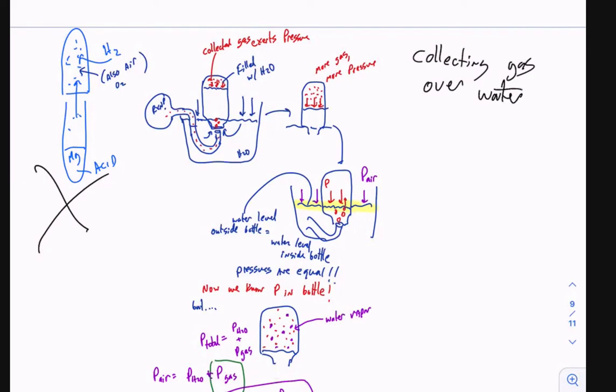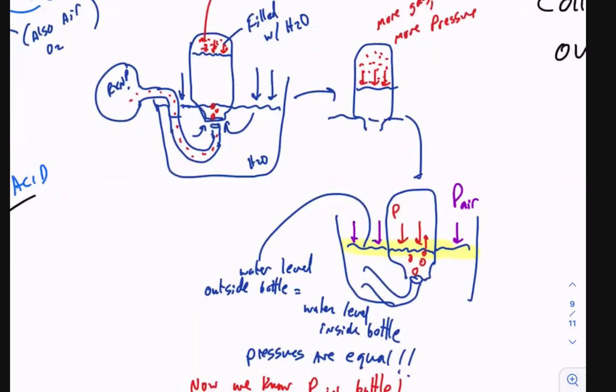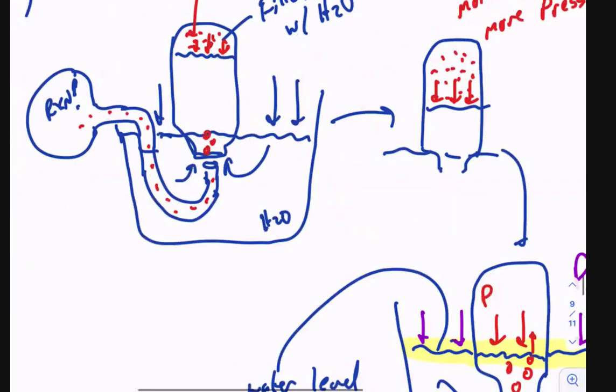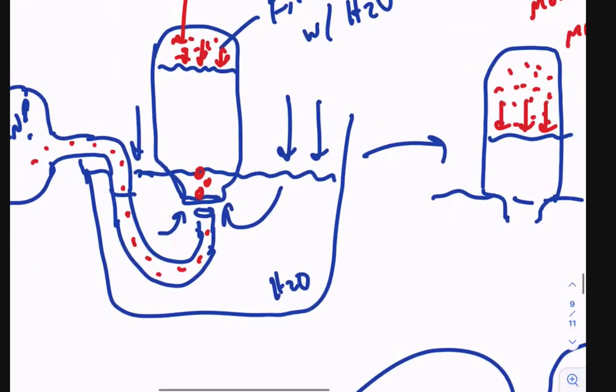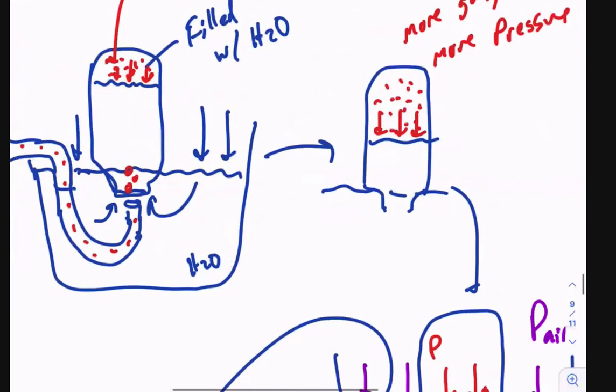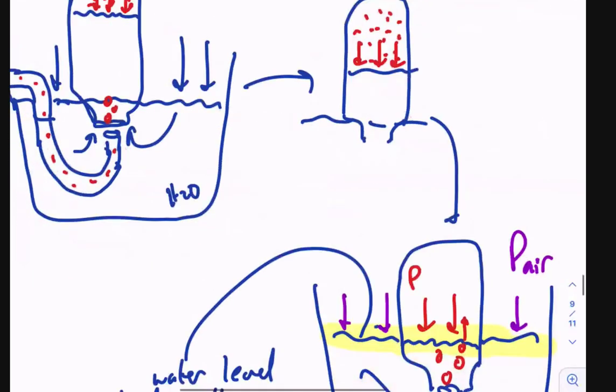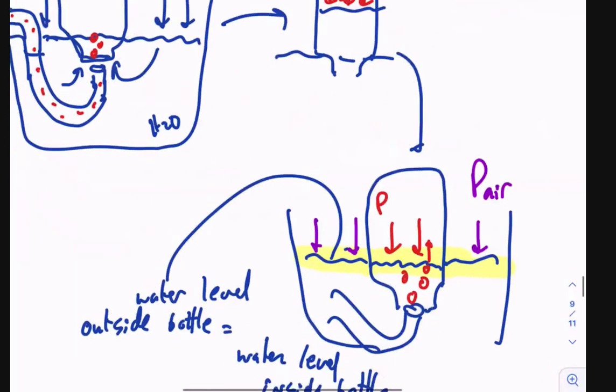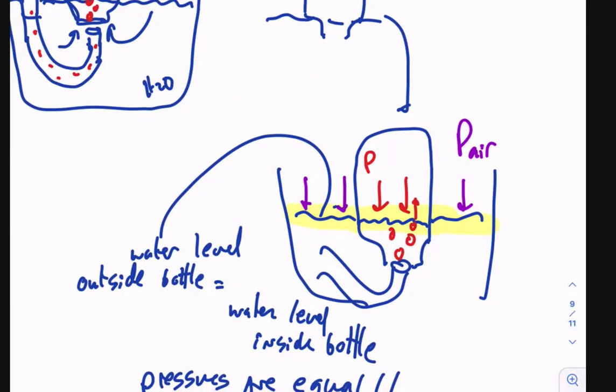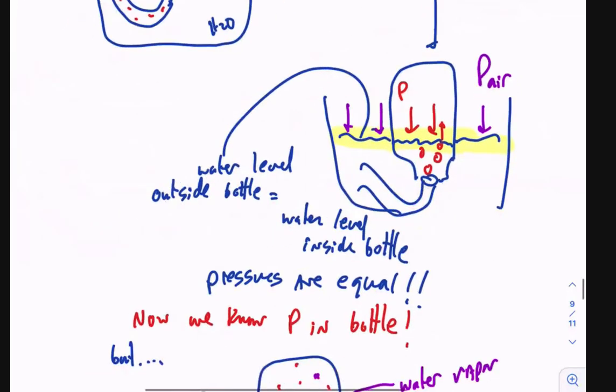So you take a tub or bucket, you take a bottle filled with water, you turn it upside down and submerge the opening, and then you let the reaction go, and then the gas bubbles into the bottle. The more gas you collect, the more pressure builds up, and it keeps pushing the water level in the bottle downward. Eventually, you get the pressure of the water inside the bottle and outside the bottle to be the same. When that happens, you know the pressure in the bottle is equal to the pressure of air.